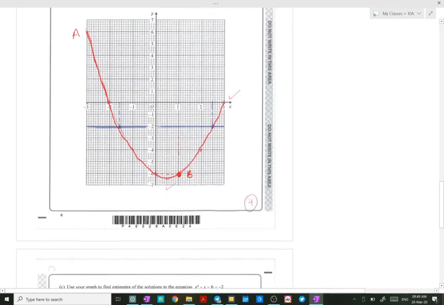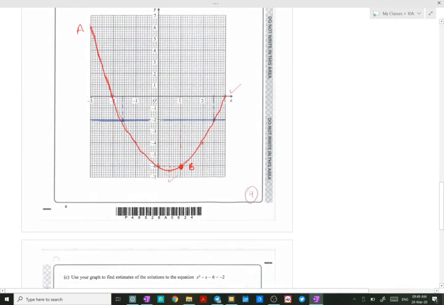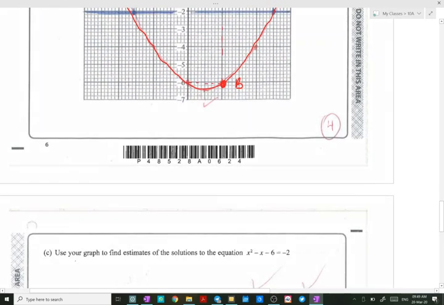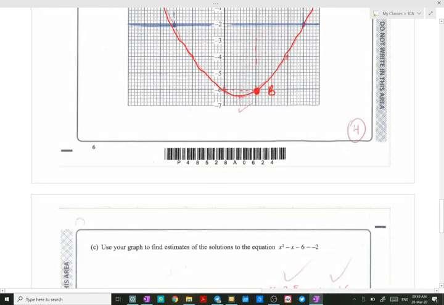Part C, they want you to use the graph to find an estimate. So use your graph to find the estimates of the solution of the equation. So in order to find the estimates for the solution, it means you have to use the graph. And this equation here is of the form, the quadratic equation that you drew, which is y equals to minus 2.